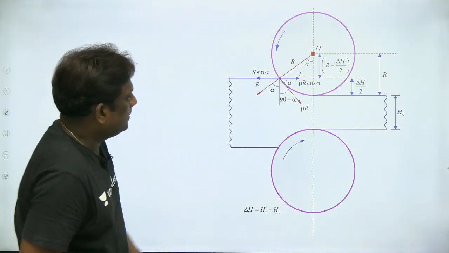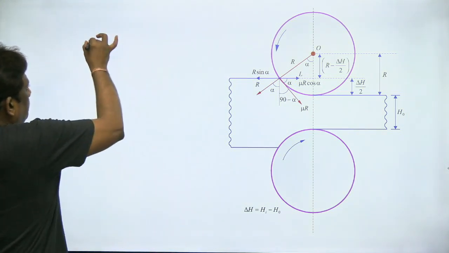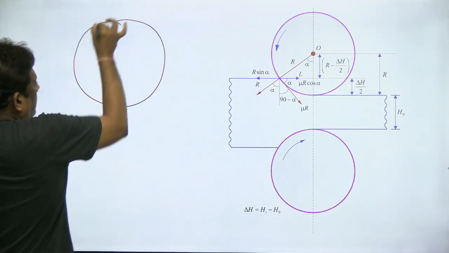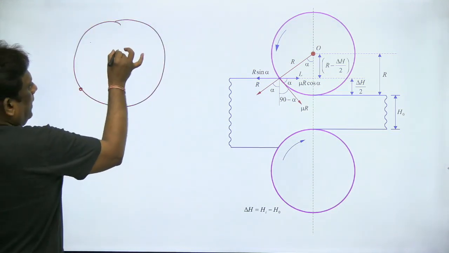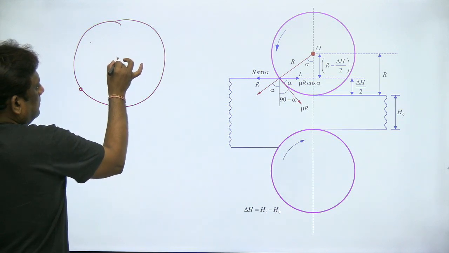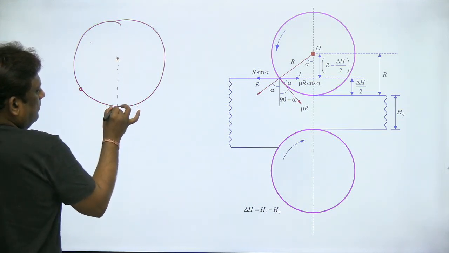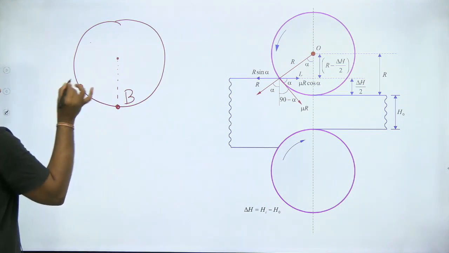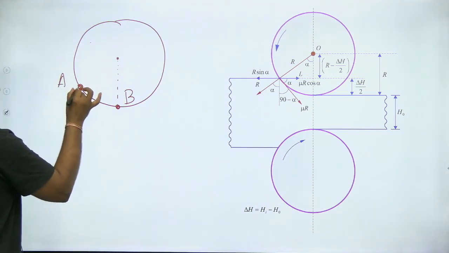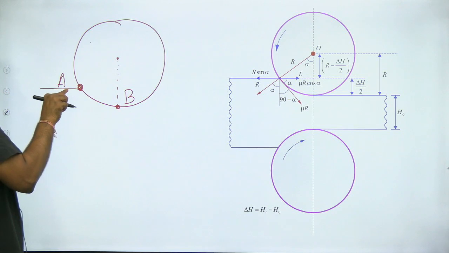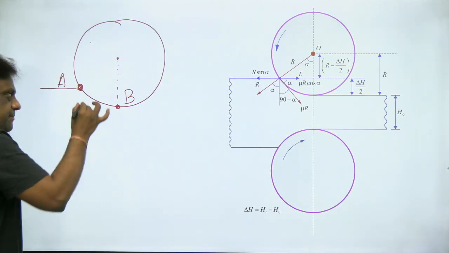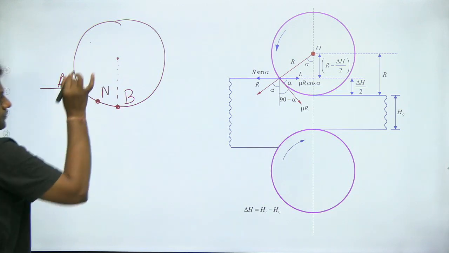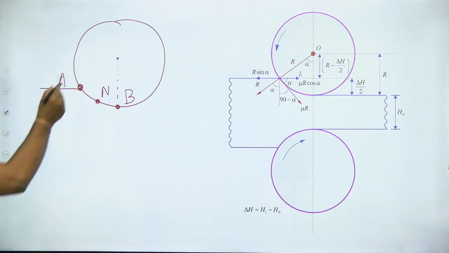Look at my dear students. This is the roller. Contact will be here. This is exit, say B is exit, A is inlet. Here my piece is entering. Listen carefully, look carefully. And this is my neutral point.